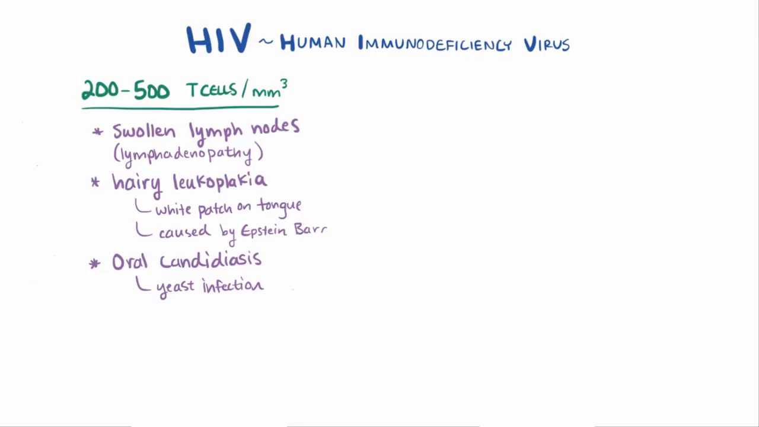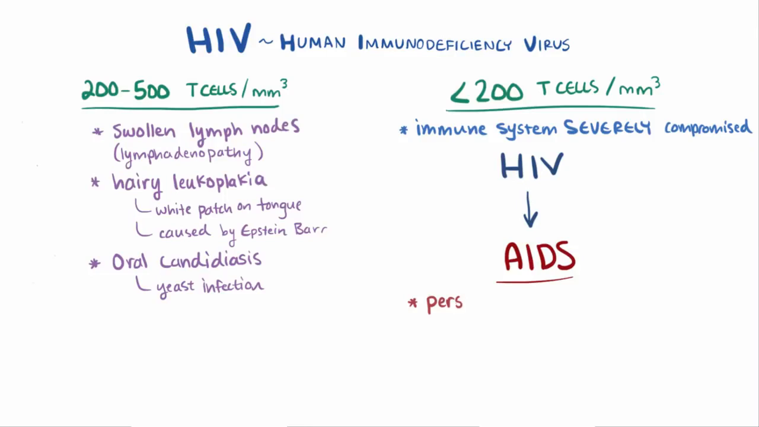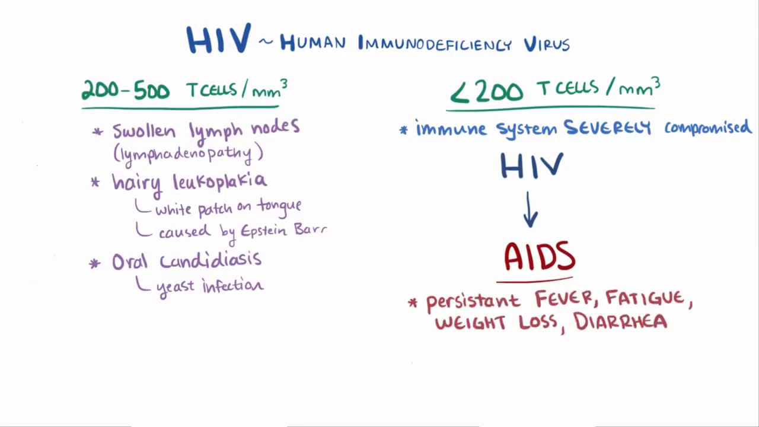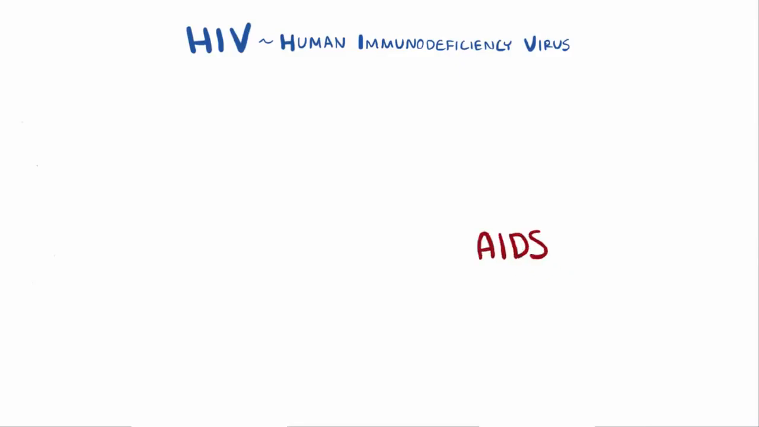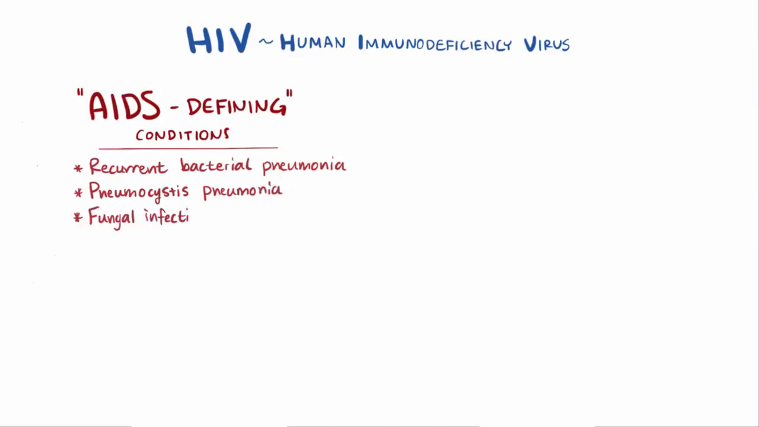As more T cells are lost and the levels fall below 200 cells per cubic millimeter, the immune system becomes severely compromised, and at this stage the condition has progressed from HIV disease to AIDS. At this point, people experience things like persistent fever, fatigue, weight loss, and diarrhea, and the HIV count in the blood might increase significantly. Certain conditions start to develop that are said to be AIDS-defining, such as recurrent bacterial pneumonia, pneumocystis pneumonia, and fungal infections like candidiasis of the esophagus.